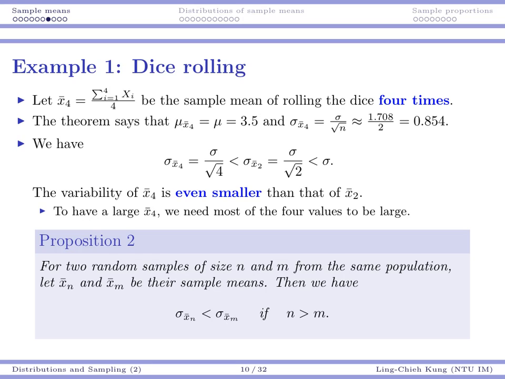So in general, when two random samples of size n and m are collected from the same population, with x bar n and x bar m as their sample means, then if n is greater than m, x bar n would have a smaller standard deviation than x bar m. Okay? When you have a larger sample size, the sample mean would have smaller variability. The standard deviation of your sample mean would be smaller.